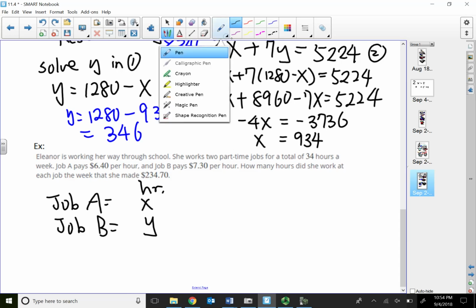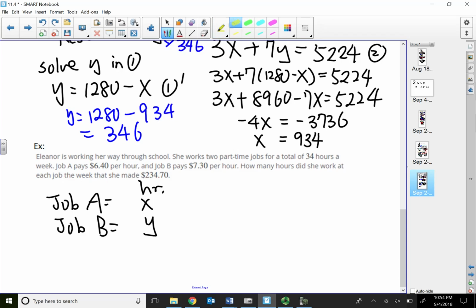So we've got to have 2 different equations, okay? One of them has to be about the total of 34 hours. The second equation has to be about the money she made from the 2 jobs, working those x and y hours. So the total for the 2 jobs working together is 34 hours, so that would be x plus y equals 34.